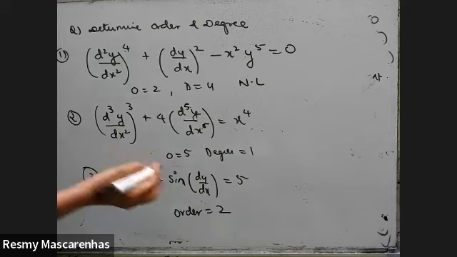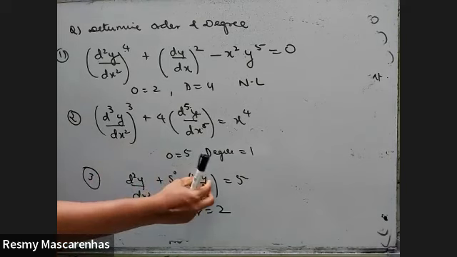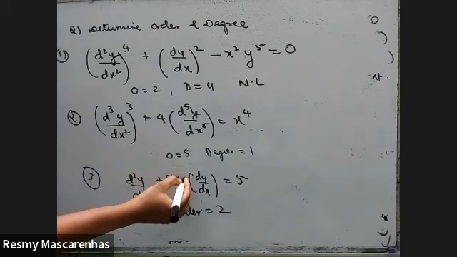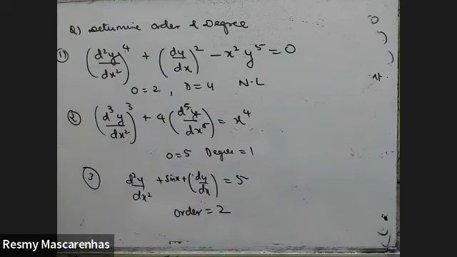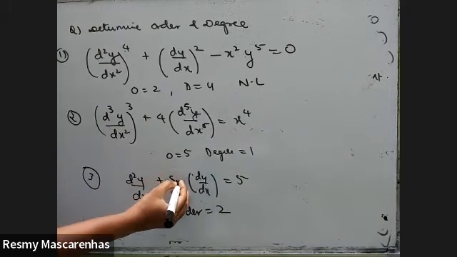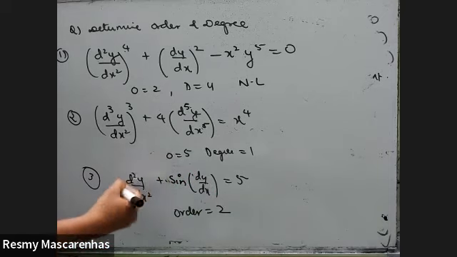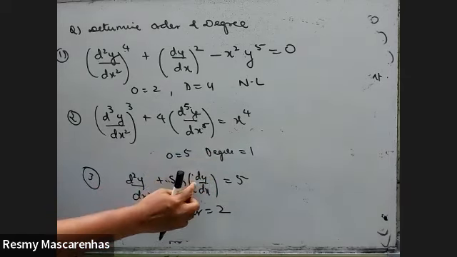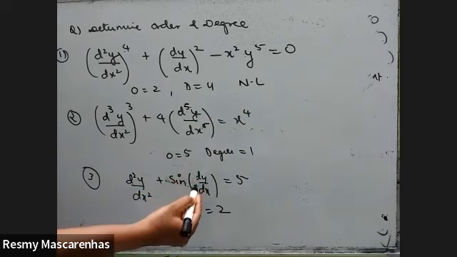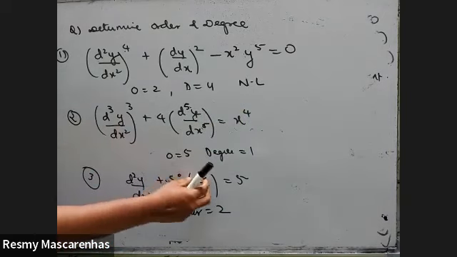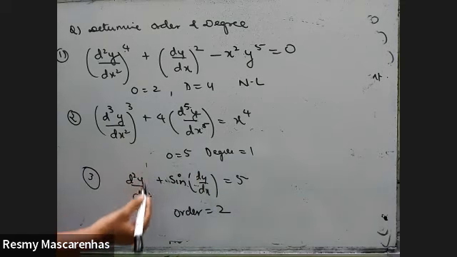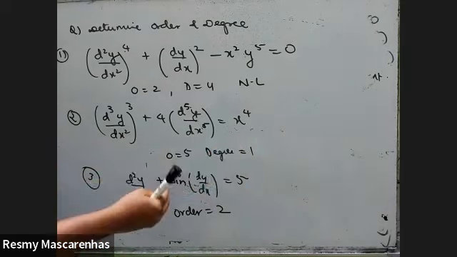Now what is happening? This dy by dx is inside the sine. If it was simply sin x plus this, then you could write the degree. But now dy by dx is not free. Even though this power is free, the whole differential equation should not have any radicals or fractions involved. You might say order is 2 but the power is 1. No. Even though this fellow is free, overall you have to check.